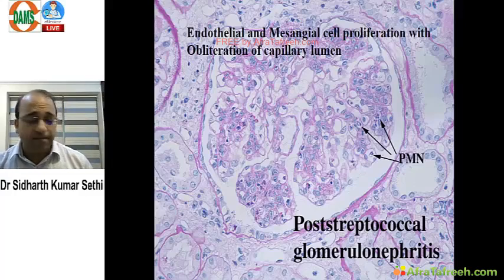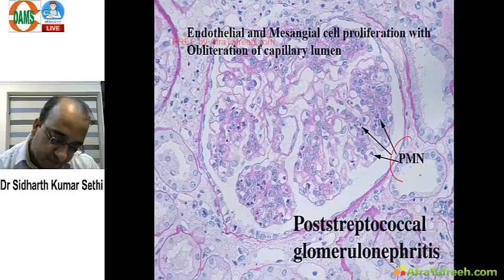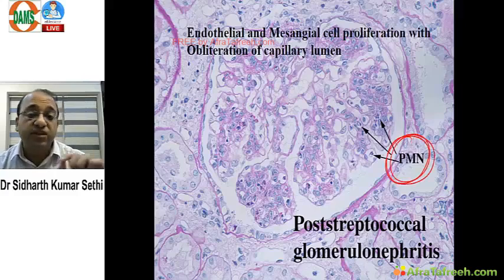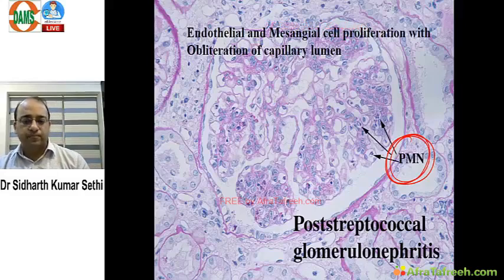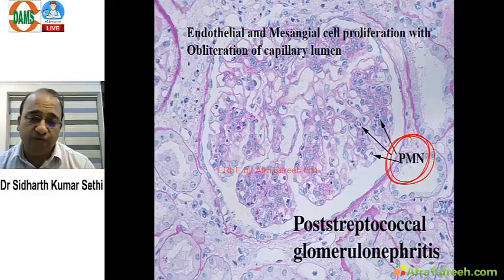And what is specific for post-streptococcal glomerulonephritis? Neutrophils. Neutrophils within the glomeruli is specific. Okay, so Neeraj, we are talking about light microscopy here. I'll take you from light microscopy to immunofluorescence. So remember, Neeraj, Santosh, Astha, neutrophil infiltration in the glomeruli is very specific for post-streptococcal glomerulonephritis.